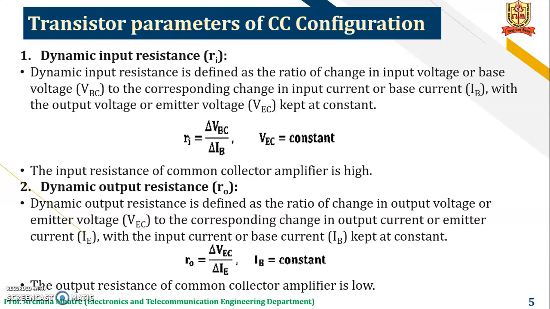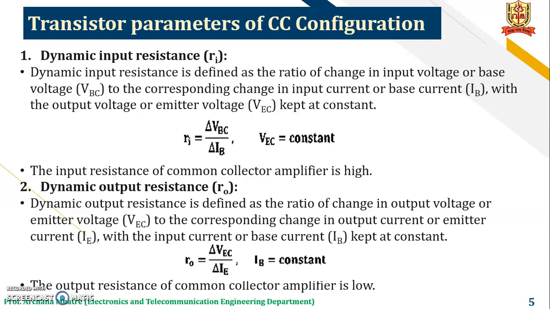Now next, transistor parameters of CC configuration. First is the dynamic input resistance. The dynamic input resistance is defined as the ratio of change in the input voltage or base voltage to the corresponding change in the input current or base current with the output voltage or emitter voltage kept constant. The input resistance of common collector amplifier is high.